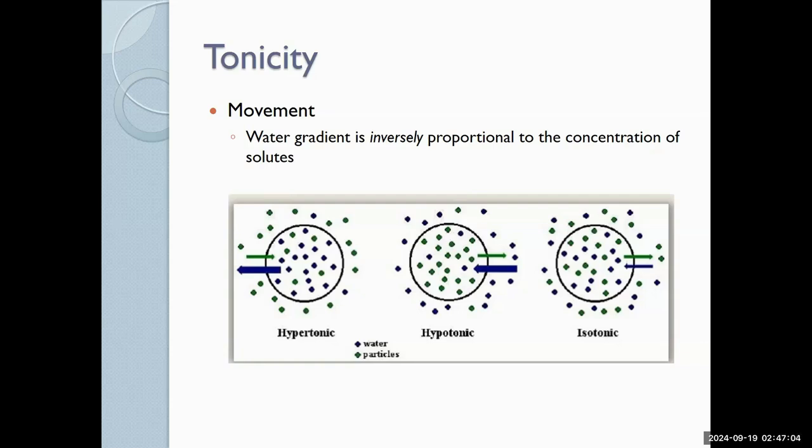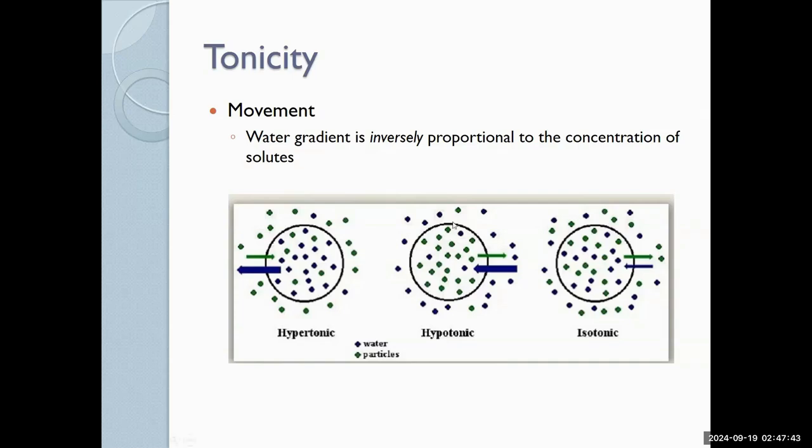Here we see 3 distinct situations. In scenario 1, we see a cell in a hypertonic solution. There are more green dots outside than there are inside. And so water is going to move from where it's most abundant, inside, to where it's least abundant, outside, trying to dilute the outside world, balance it out. Meanwhile, those green dots are trying to find space, and so they're going to be moving into the cell. The arrows depict the difference in gradients, so water is going to move much more quickly than whatever the salt particle is moving in.